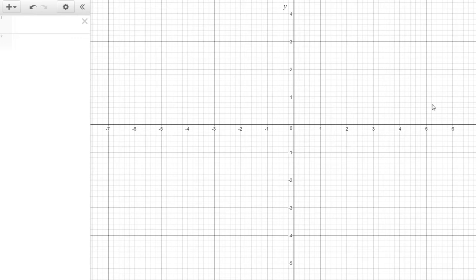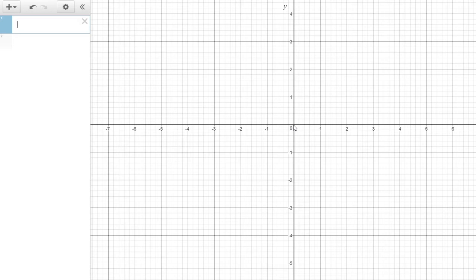What we have here is in effect graph paper in front of us, and we have a point up here where we can write in the equation. Whatever equation we write in here, it will graph it for us on the graph paper. We're interested in equations of a straight line, so we'll start off with the simplest one I can think of.